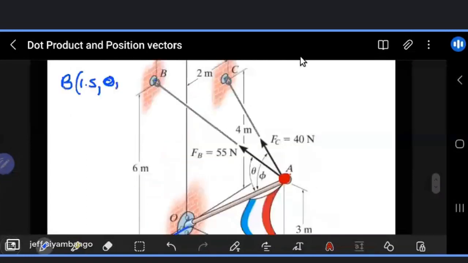Then in the Z, you have to go all the way up. And based on this, you have to go 6 meters up in the Z. So you have the 6 meters here. So we have the coordinates for the point B. How about for the point A?